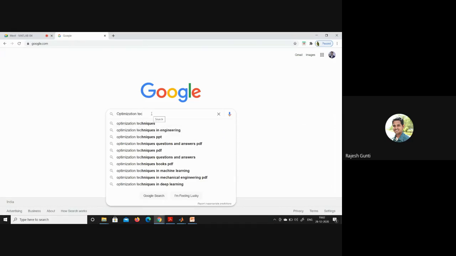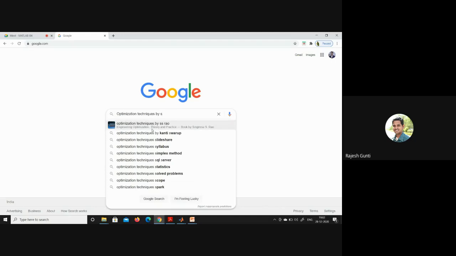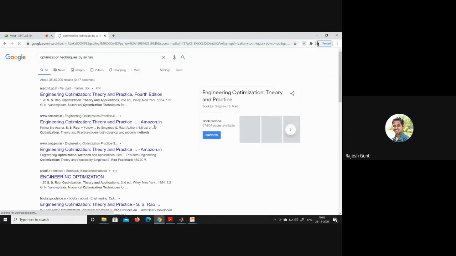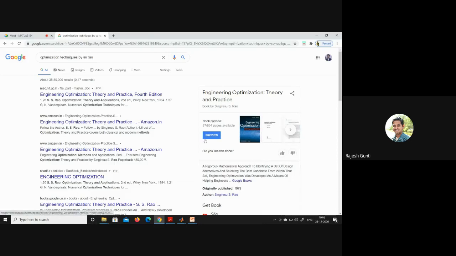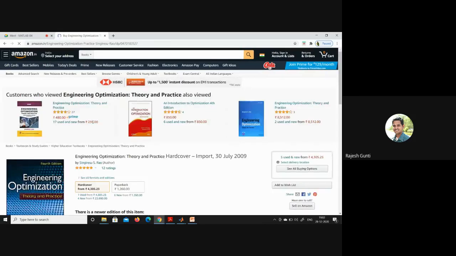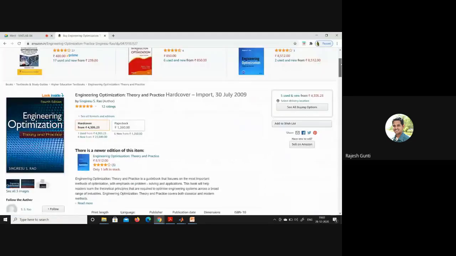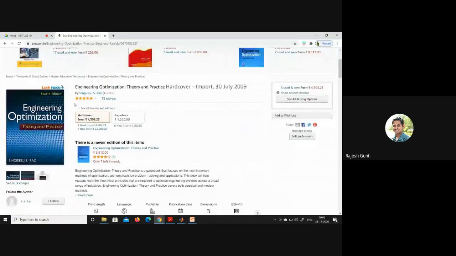Automation. Techniques by SSR. It's a famous book. We'll open this in Amazon so that we'll get, yes, this is the book. Now the color changes. I have this book actually. The author is Singiresu S. Rao, Srinivas Rao.